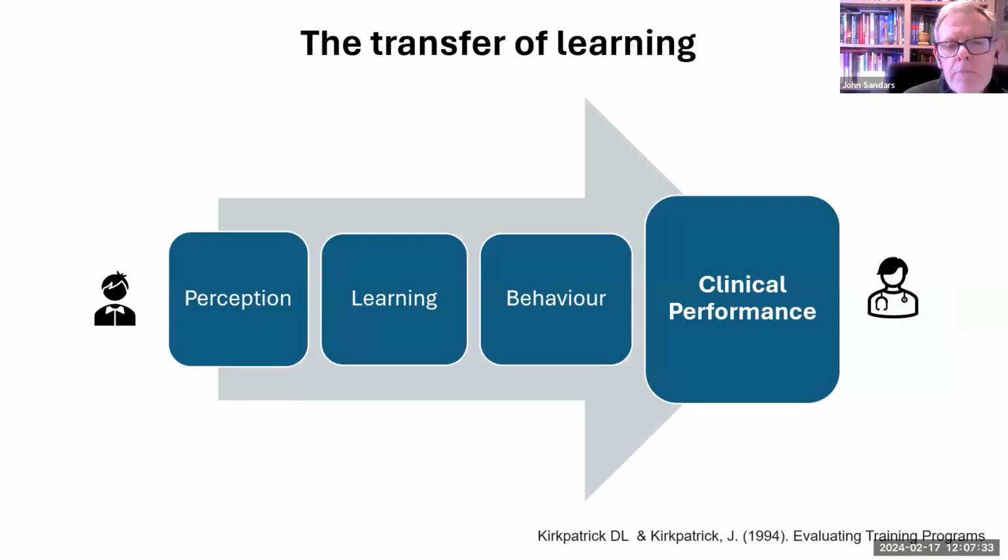And one of the classic models of the evaluation of training, Kirkpatrick's model, looks at what an individual does. They acquire learning, they begin to change their behaviours, but ultimately it is their clinical performance. How do they perform with the complexity of cases that they meet?